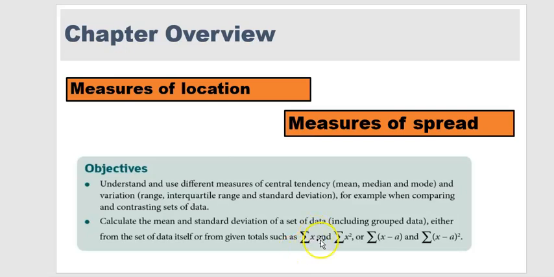And we are going to be using these symbols and notations. The summation of X is going to give us simply the mean of the data, or the summation of X squared, and later on we will look at this and how we can apply this. The summation of X minus A will simply give us the variance. And when we take the square root of these formulas that you can see, it will lead you to standard deviation.